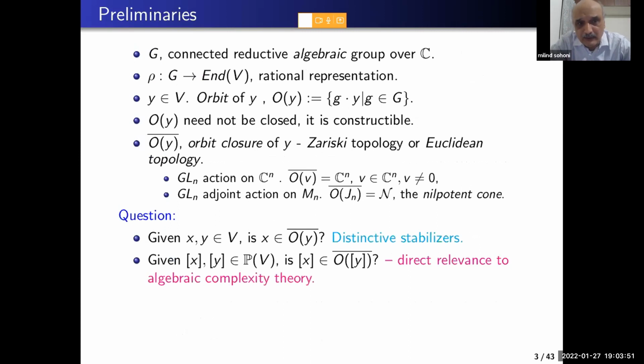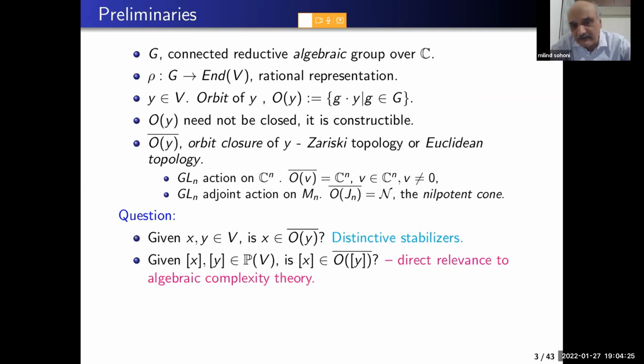So of course, group G is a connected, reductive, algebraic group over complex numbers. And there's a representation rho from G to GL(V), which is rational, typically polynomial. And for a point y, the orbit of y is of course G dot y, G acting on y for all g. And of course, the orbit need not be closed, but it's always constructible. The simplest example is if you look at GLn acting on Cn and a non-zero vector, then the orbit is the whole Cn minus 0 and the closure includes the point 0.